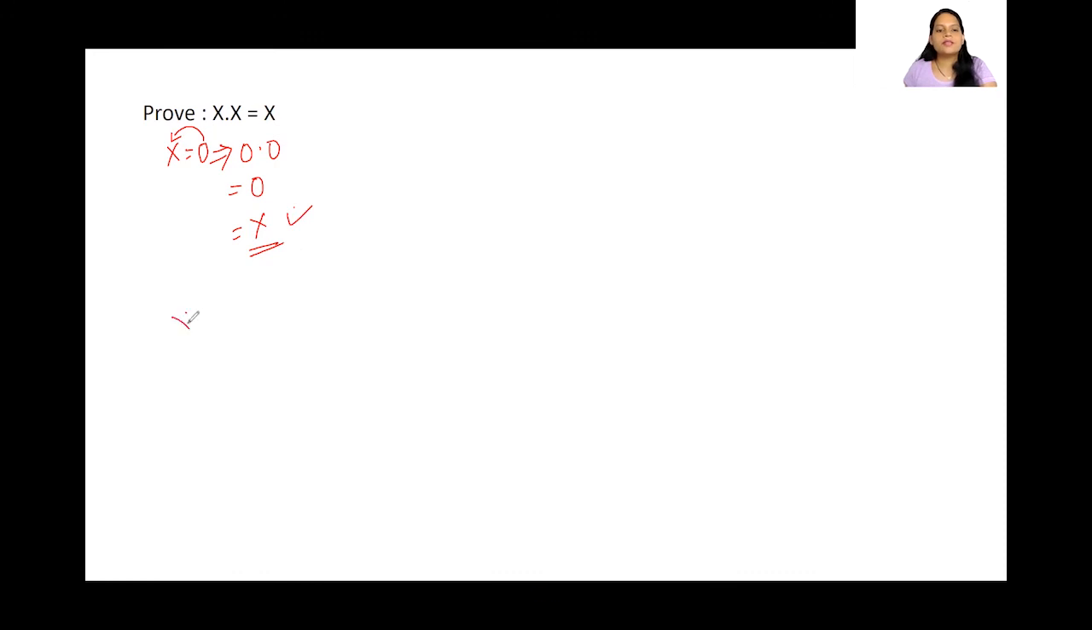Let me just take x value as 1. So what happens? So x value is 1. So x and x I'm taking as 1 and 1. And 1 and 1 is nothing but 1 again. And this 1 is nothing but my x. So here again, I have proved that x into x, whatever the value may be, whether x is 0 or x is 1, I will always get x as the value. Okay, so idempotence law is clear, I am hoping. So this is the way you are going to prove in your exams also.